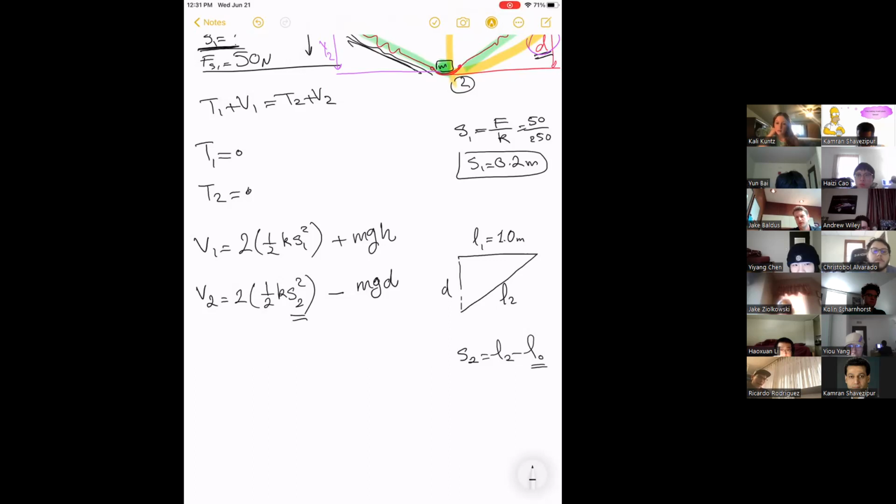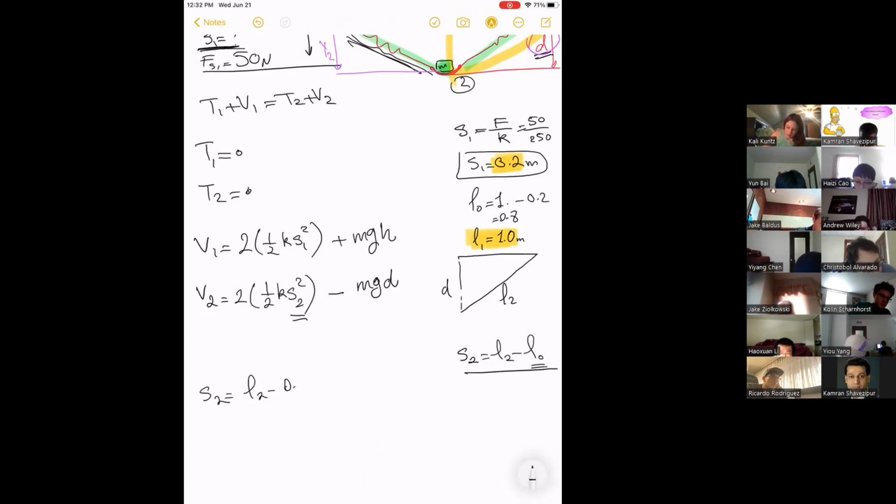Okay. Remember, this was the length in horizontal position. We found the deformation in horizontal position, 0.2. So technically, your L0 is 1 minus 0.2, which is 0.8. So your S2 is going to be L2 minus 0.8. But how much is L2?